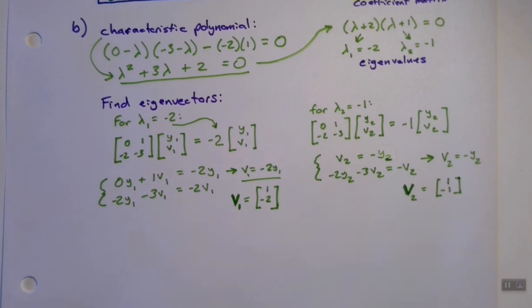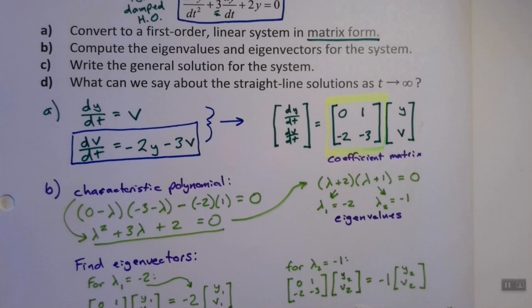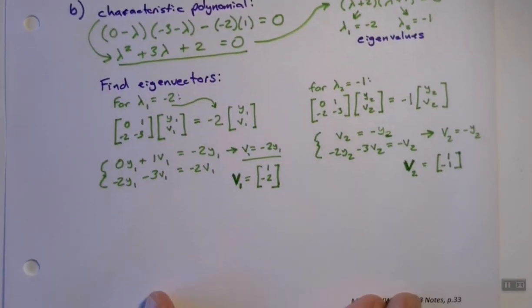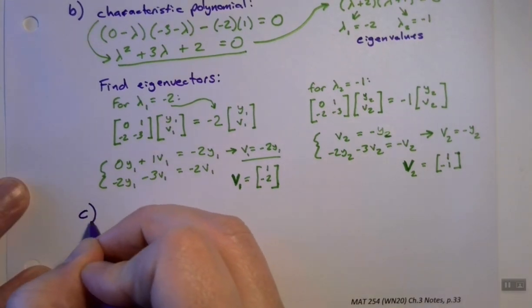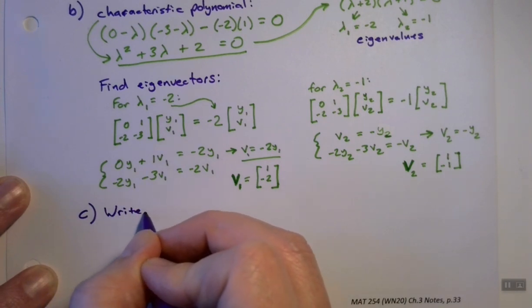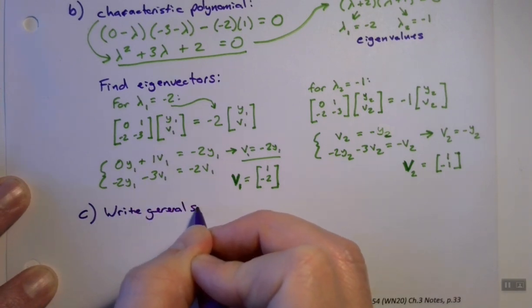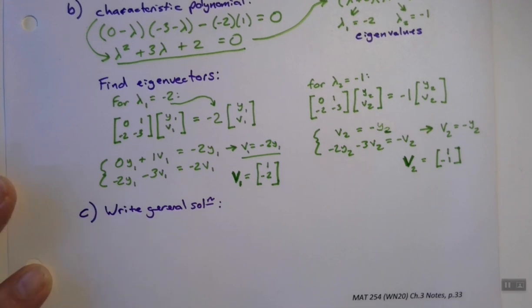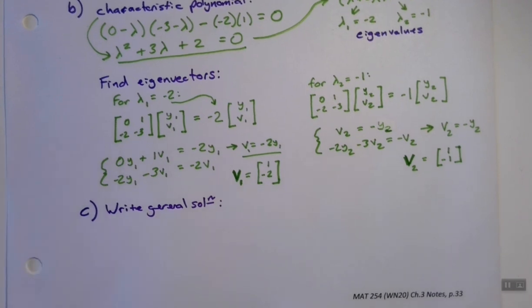So that means I should be able to do, let me zoom back up, part C, which is write the general solution. Because if you have both eigenvalues and both eigenvectors, then part C, the next part, is easy peasy. Part C says all you need to write the general solution is to know that the general form of the solution is a relationship.